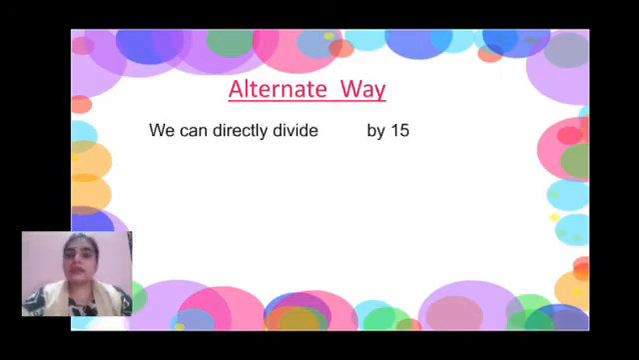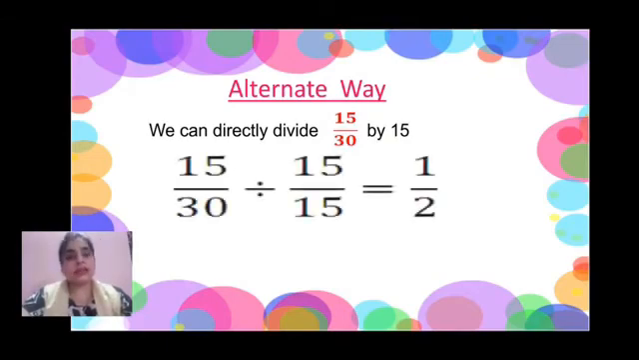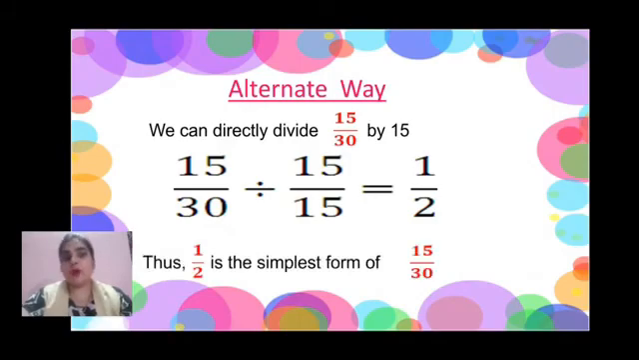Okay? There is an alternate way also to solve this question. Rather than dividing again and again by 3 and 5, why not we will divide it directly by 15? Yes, we can do that. So here we will directly divide 15 by 15. So we will get 1. And when we will divide 30 by 15, we will get 2. The same answer. Thus 1/2 is the simplest form of 15/30.